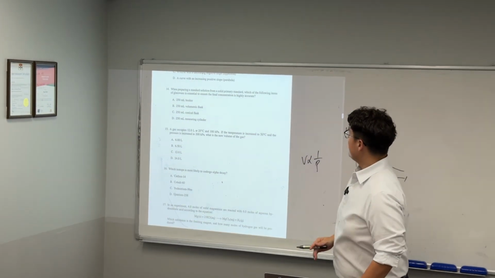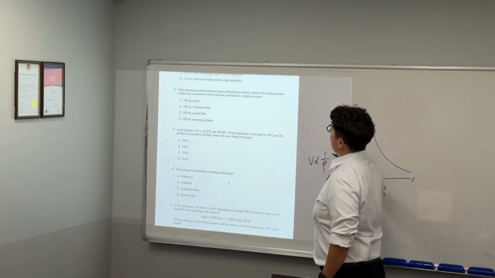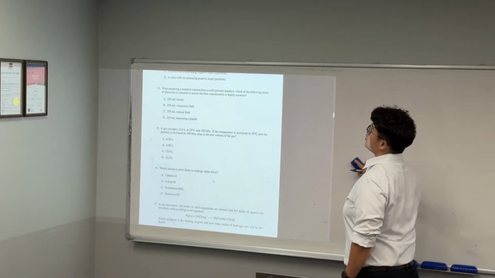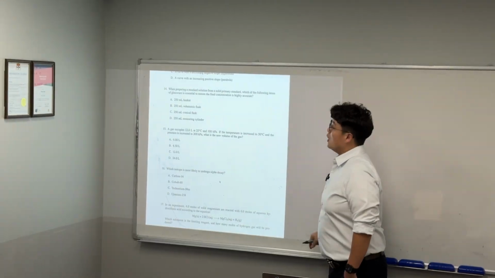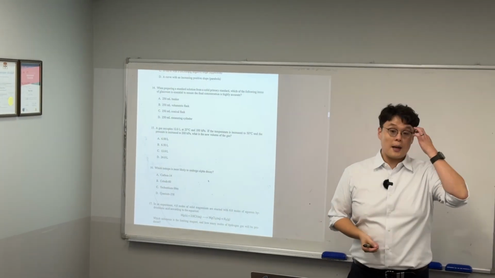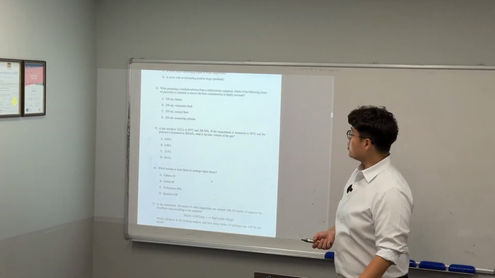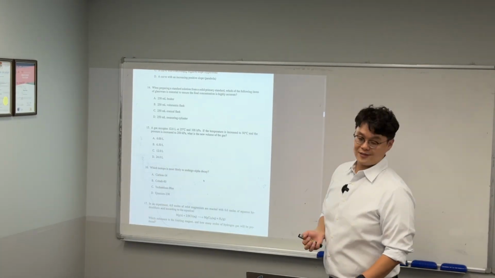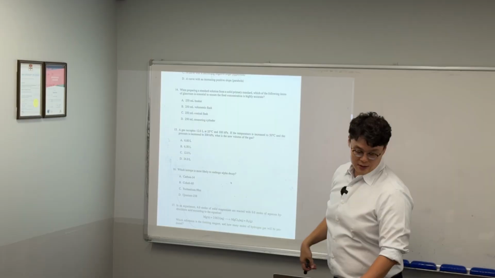Move on. 14. When preparing the standard solution from the solid primary standard, which of the following items of glassware was essential to make the final concentration? I hope you remember those tools that we have used in the prac. It's called the volumetric flask. Not a beaker. Therefore, B is the answer.